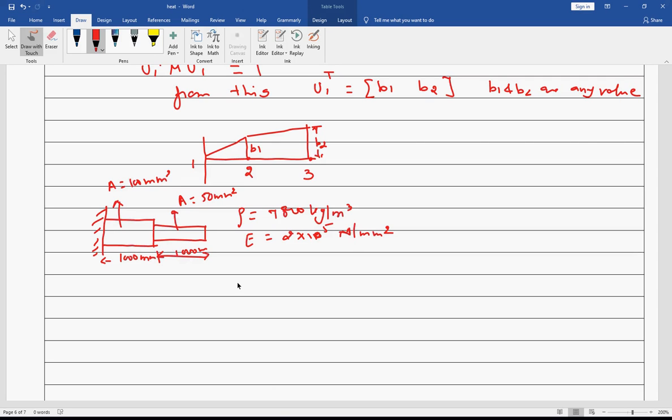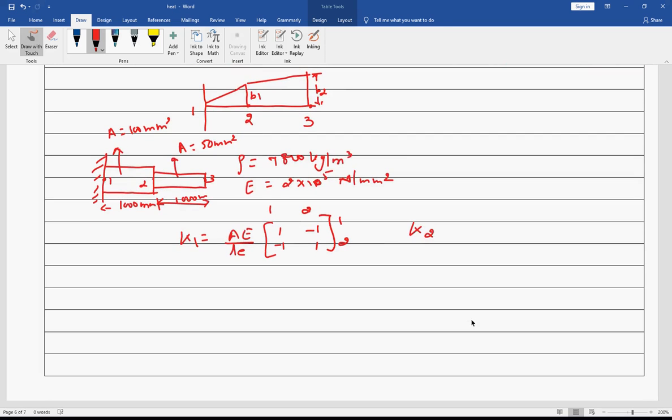So you can do the formulation and let me know the global stiffness matrix for this. Okay. So stiffness you can always calculate AE by LE. Of course, this is node 1, node 2, node 3, 1 minus 1 minus 1 1. This is already we have gone through. Okay. So this is my K1. Similarly, I can get K2. Okay. And then I can go for the assembly, which gives me a global stiffness matrix.